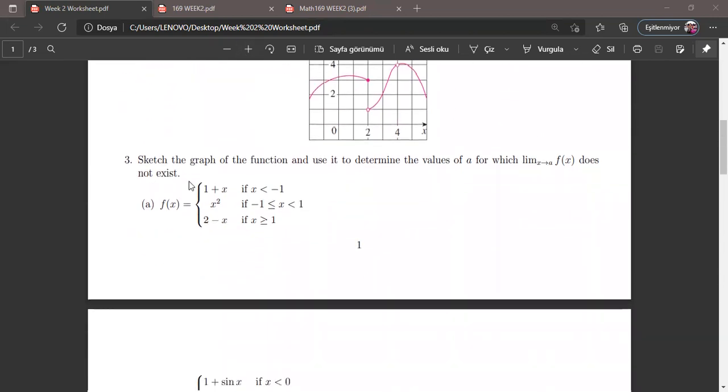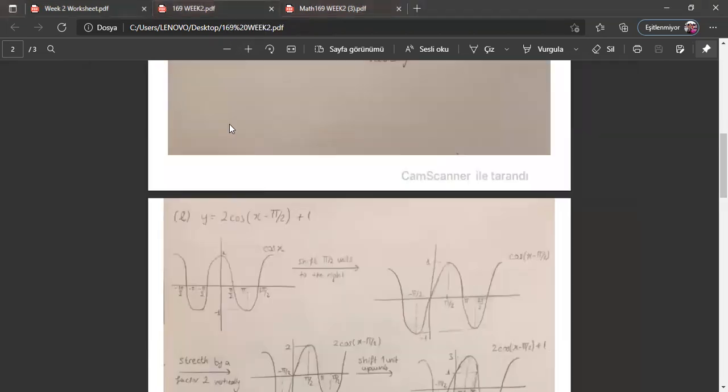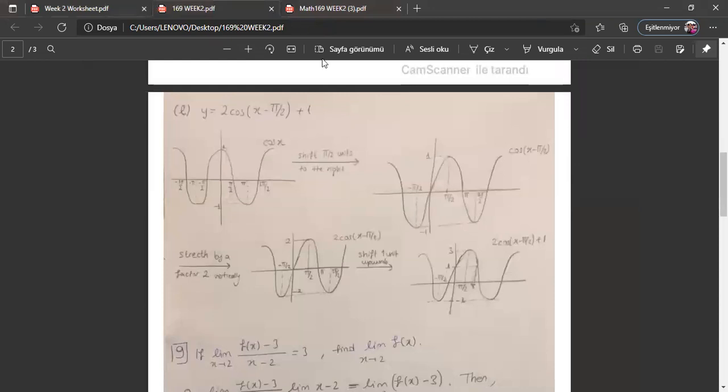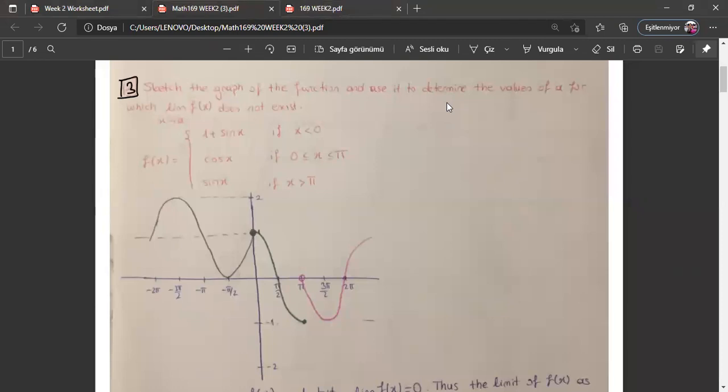Okay, now for this question, here we have this one. Now we will sketch the graph of this piecewise defined function. So let's start with the first one. When x is less than 0, it's defined by this 1 plus sinus x. So let's first sketch the graph of sinus.